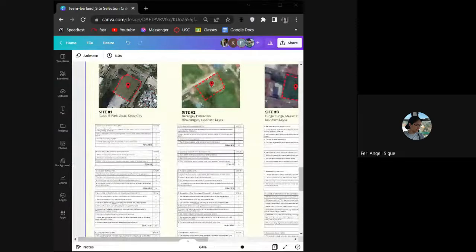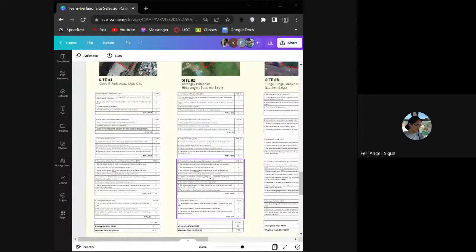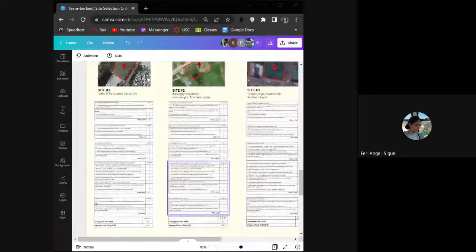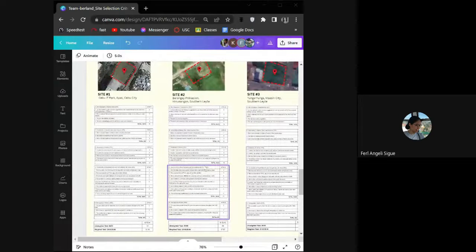So for our site selection criteria, sir, I think it is also too detailed, so we will still revise this for our final. For site number 1, it is located in IT Park, so it basically has all the utilities and a flat topography, but it falls short on the demographic factors, which is 25% of our criteria, since the residences of our target market are usually far from the site.